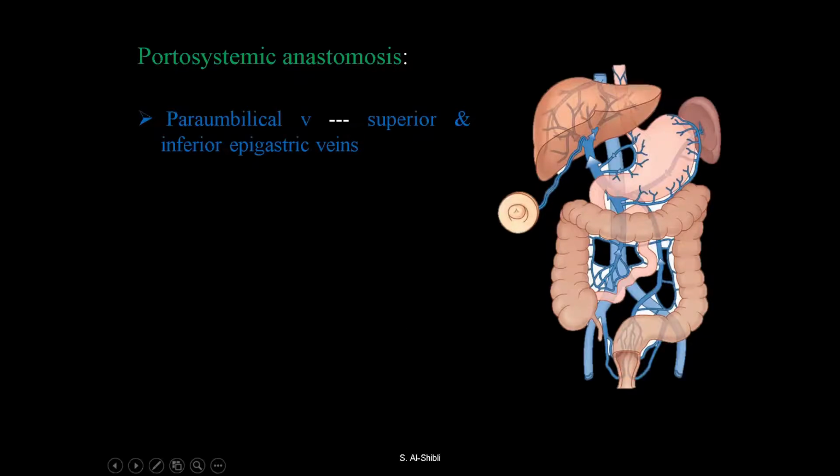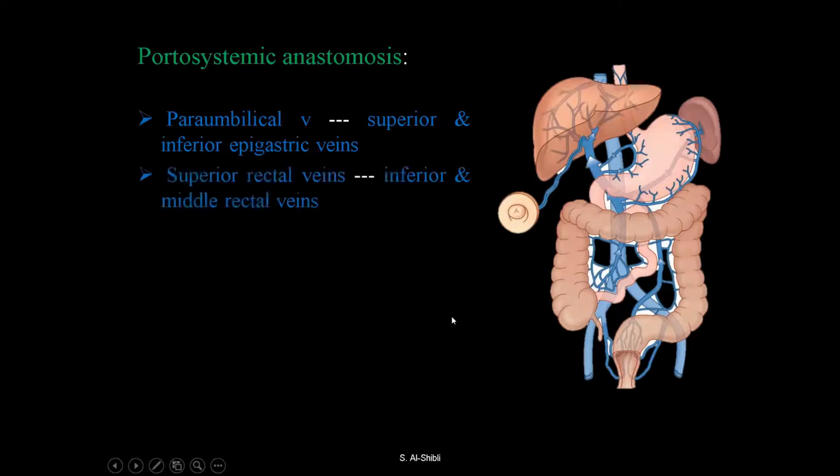The first one is between the portal circulation through the paraumbilical vein and the superior and inferior epigastric vein. This is the first site here near the umbilicus in the inferior abdominal wall, between a paraumbilical vein, which belongs to the portal, and superior and inferior epigastric vein, which belong to the systemic circulation.